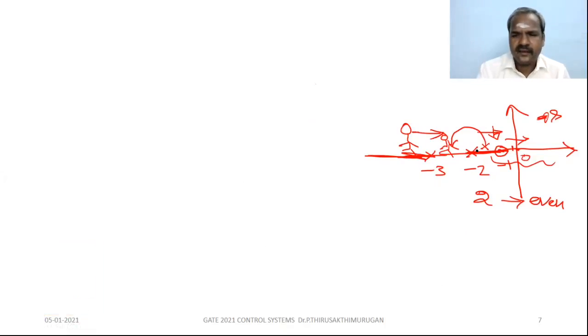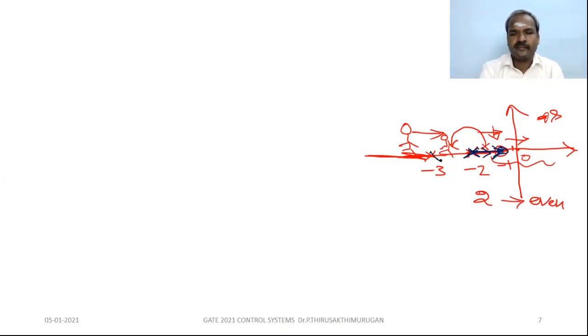So one branch out of two branches starts from here and terminates at this point. This is one branch. One pole terminates at 1, 0. So this branch terminates at 1, 0. The direction should be this side.